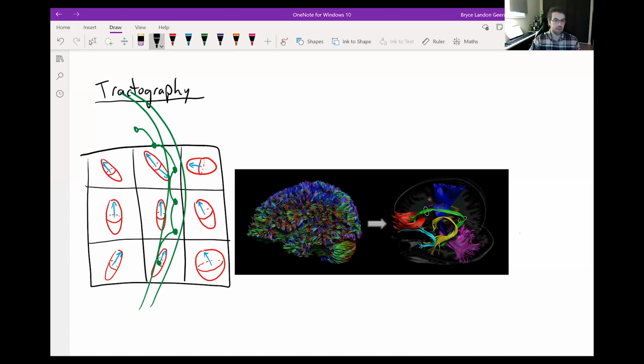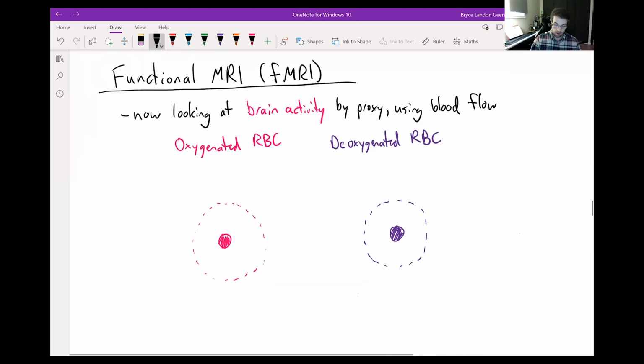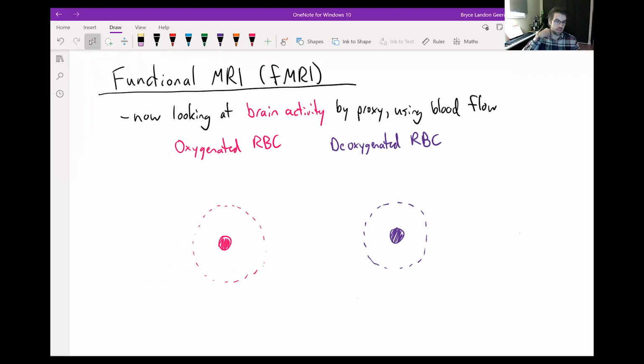Okay, so back to recording and on to fMRI. Just talked about tractography. Instead of looking at diffusion of water like we were in diffusion-weighted imaging, in functional MRI we're now looking at brain activity. But the way that this works is using the proxy of blood flow, as this has useful magnetic properties that we can use to infer brain activity.